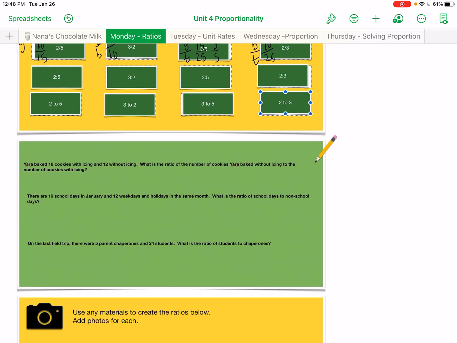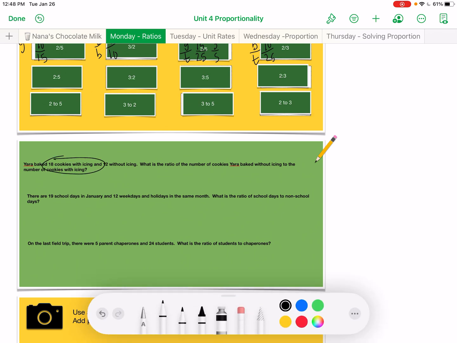Okay, now we have some word problems. Yara baked 18 cookies with icing and 12 without icing. What is the ratio of the number of cookies Yara baked without? So I'm going to do W-O is without, and W-I is with icing. Well, without was 12, and with was 18. This is a part to part.